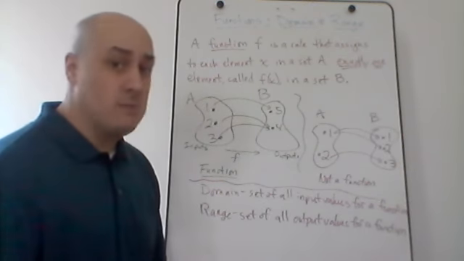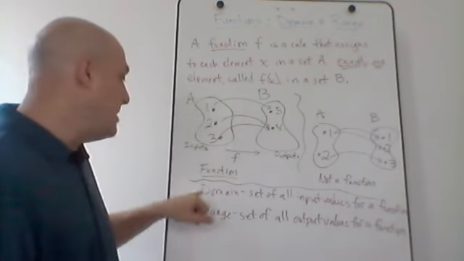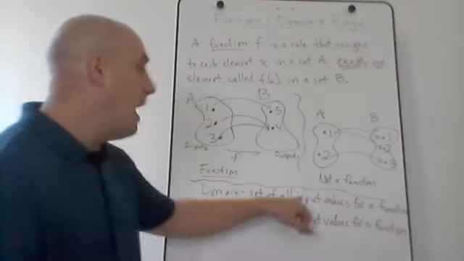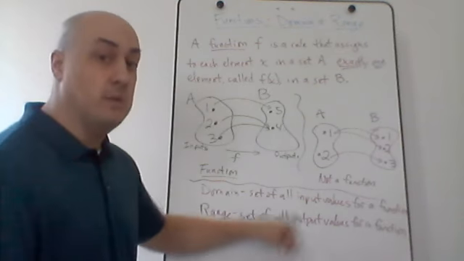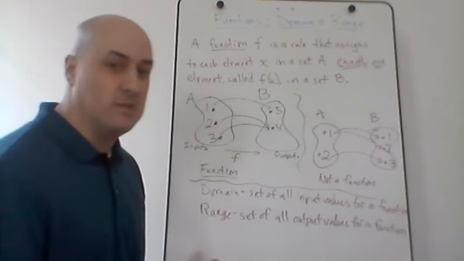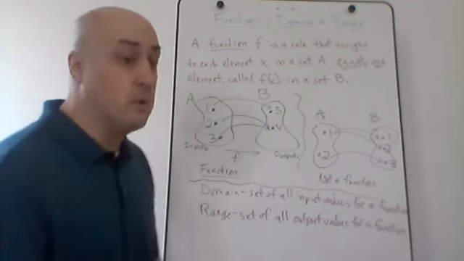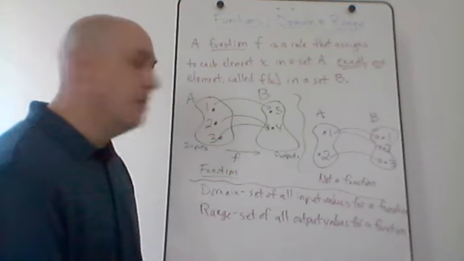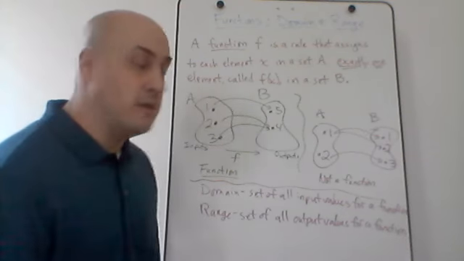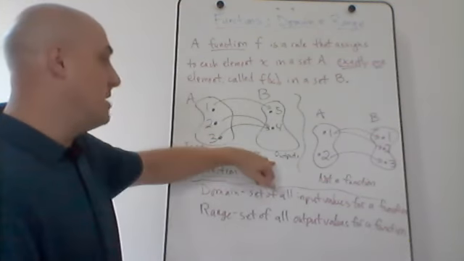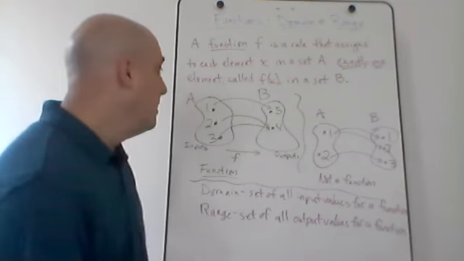A simple way to remember it goes in alphabetical order. D comes before R in the alphabet. I comes before O. Input before output. So it follows that same basic order. Again, it's kind of simplistic, but it works if you have trouble remembering which one is the domain and which one is the range. Domain is the input. The range is the set of all the outputs.